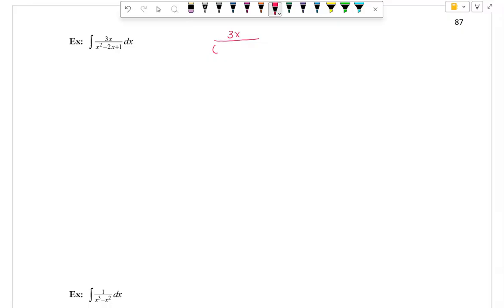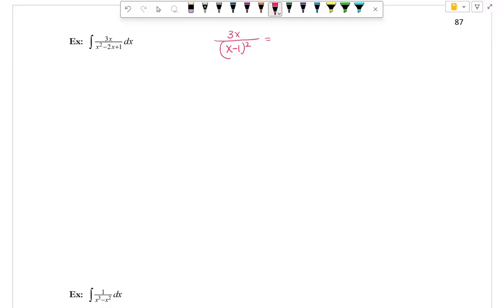So let's see, this is going to factor to x minus 1 times x minus 1. And I could rewrite that. I could really think of that as x minus 1 squared. All right, so I'm actually going to rewrite this as x minus 1 squared.